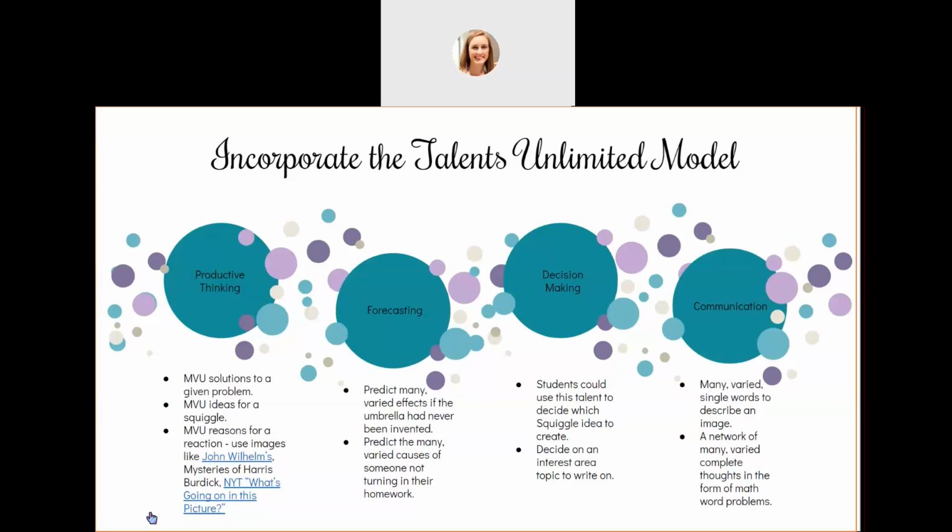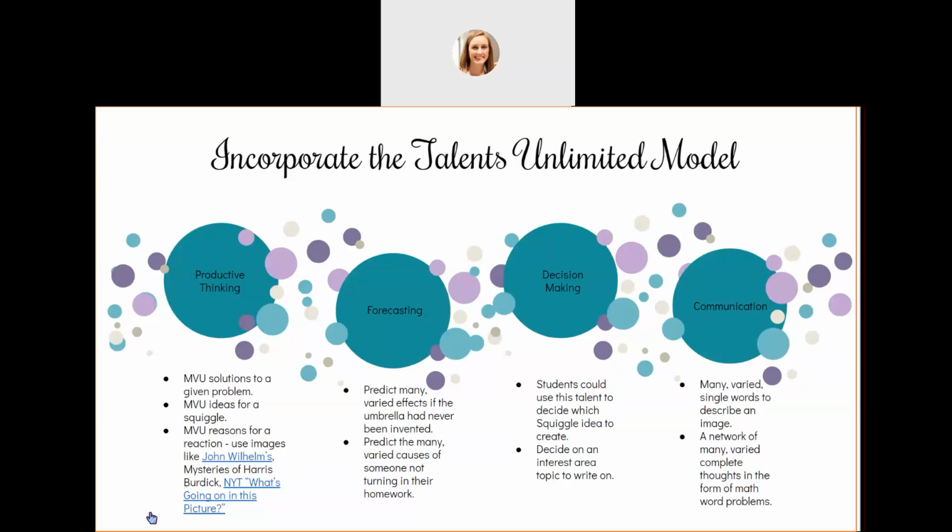For decision making, the students could use this talent when they decide which squiggle idea to create. So after they've generated those many varied, unusual ideas, then they could go through the decision making process to decide which one would be the best idea. You could also have them use decision making to decide on an interest area topic to write on. We know many of the kids that come to us have a variety of interests, and sometimes it's hard for them to narrow down what they want to do.